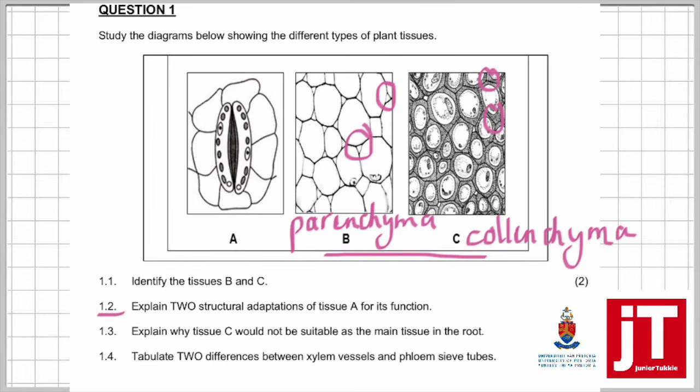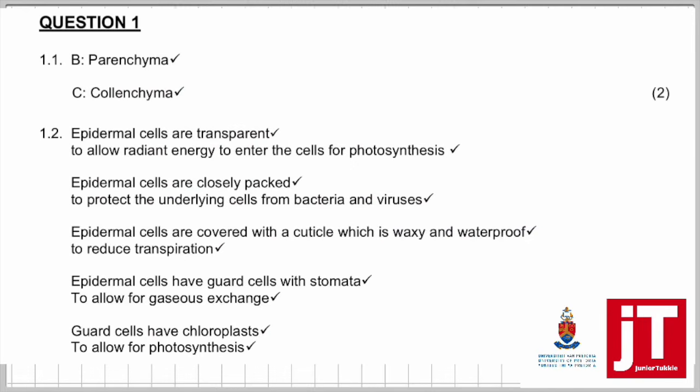Right, question 1.2. Explain 2 structural adaptations of A for its function. Now, structural adaptation means how the structure helps the function. And I did that, if you'll recall, in my previous videos. And tissue A is the epidermal tissue. Now we have to say how the structure helps the function of the epidermal tissue. Right. Let's go to the memo.